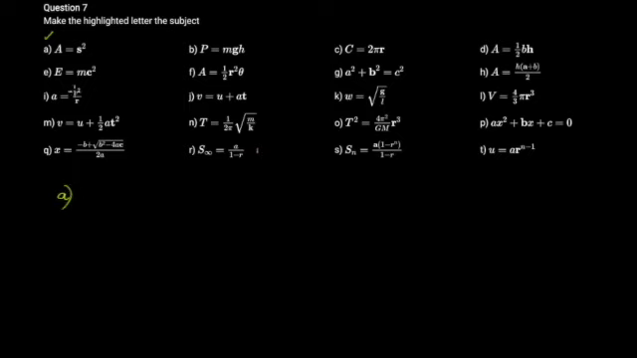Okay, so we're going to do the first question, and then I'm going to illustrate what I mean. So the first question says A is equal to S squared. This is a formula for the area of a square. So area of a square is equal to side squared. Okay, so you want to make S the subject of the formula. What do you do?